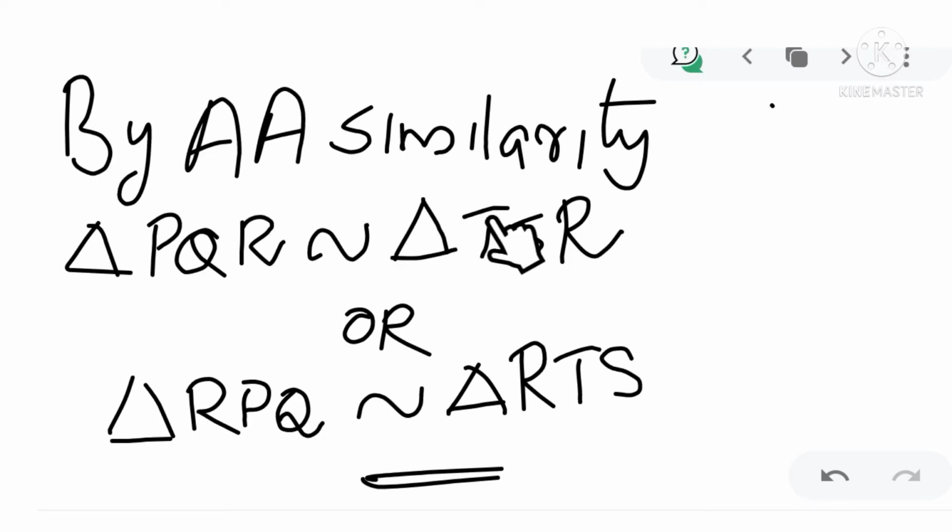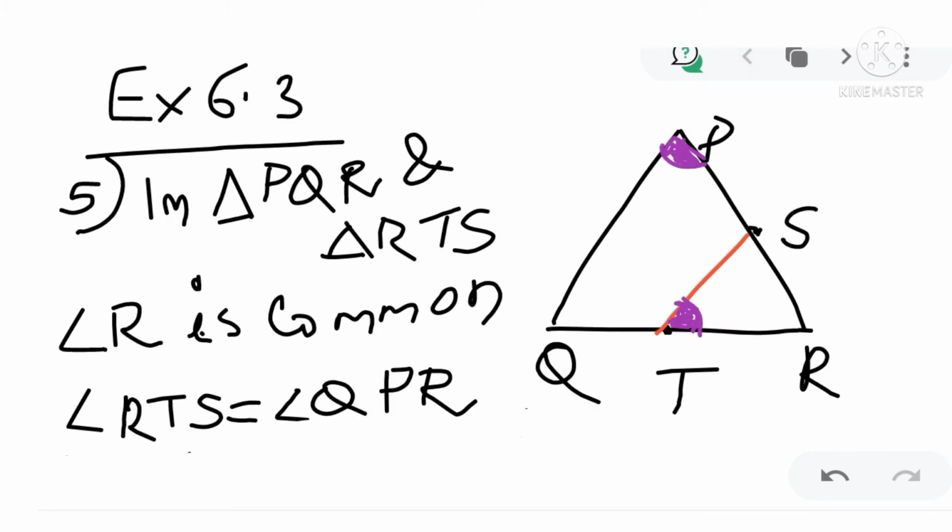Then we can say that by AAA similarity, triangle PQR and triangle TSR are similar, or we can rearrange it as triangle RPQ similar to triangle RTS. Since in triangle PQR, angle P equals angle T and angle R is common, by AAA similarity, triangle RTS is similar to triangle RPQ.